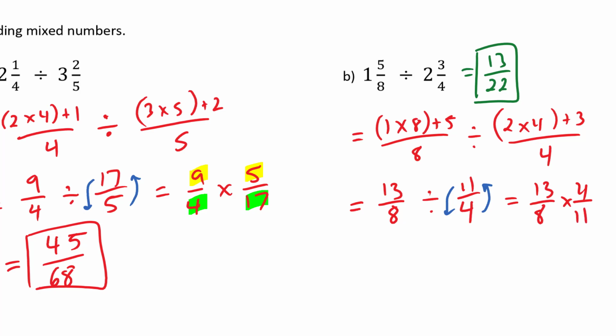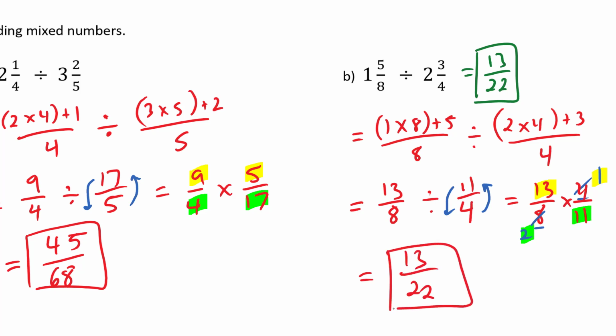Can we cancel out terms? We can. I have an 8, I have a 4. How many times does 4 go into 4? 1 time. How many times does 4 go into 8? 2 times. Multiply the numerators, multiply the denominators. This now gives me 13 over 22. Final answer.